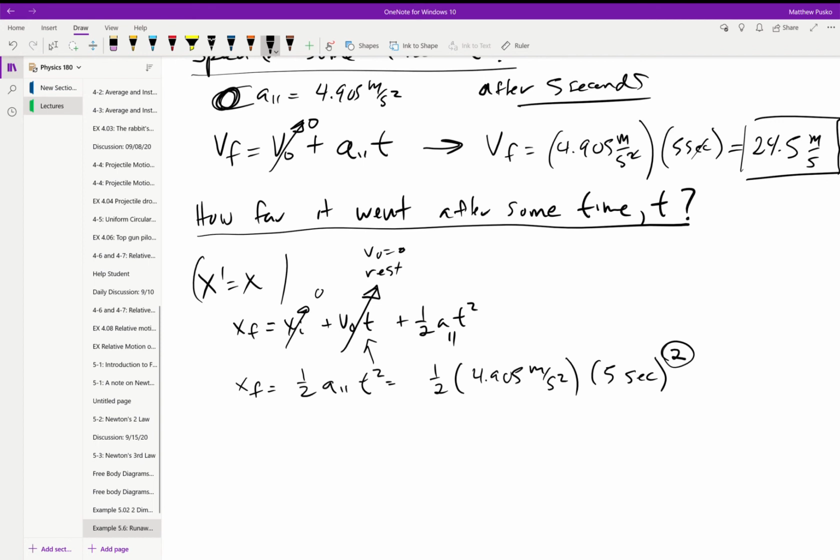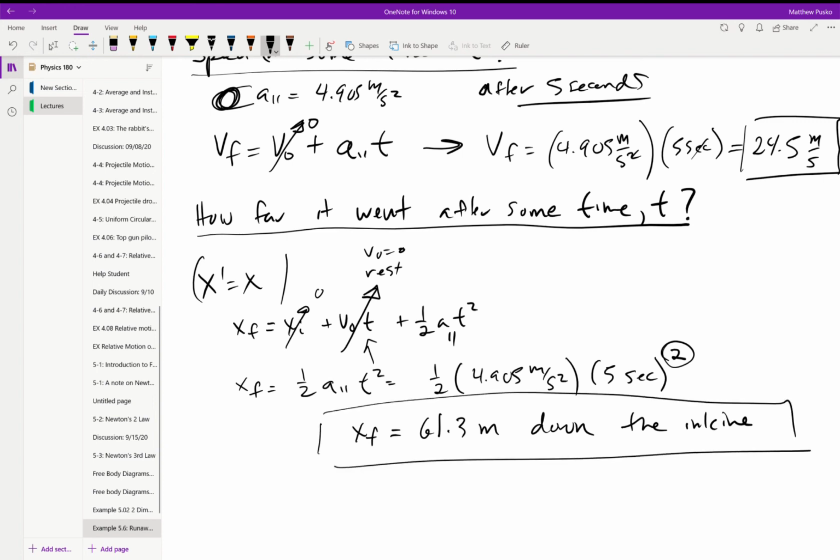And then multiply by 4.905, and then divide by 2. So I get that it made it down the incline 61.3 meters. And if you go ahead and say down the incline, that takes care of the direction for us. And that's it.